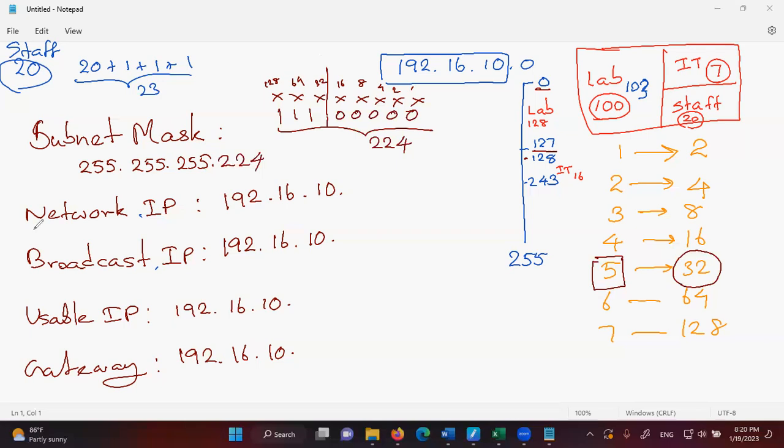The network IP, children. So now we have allocated this segment to the IT room. So the next number will be 144. From there, we are going to use another 32 IP addresses.